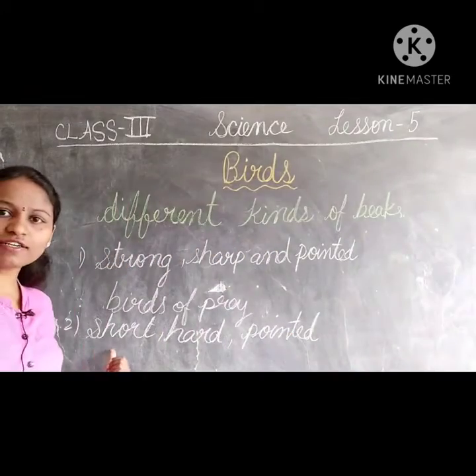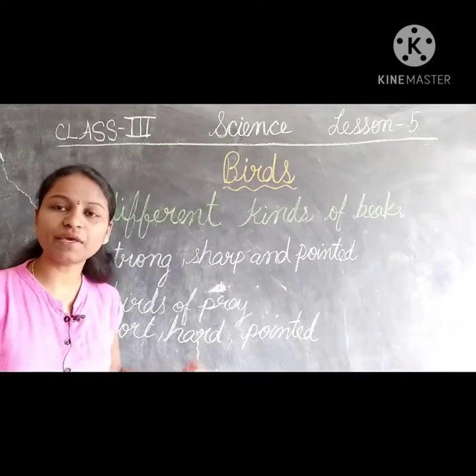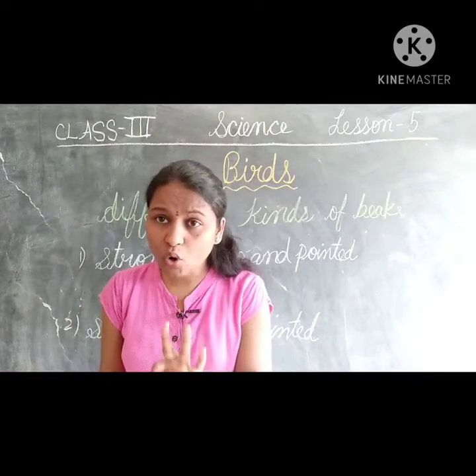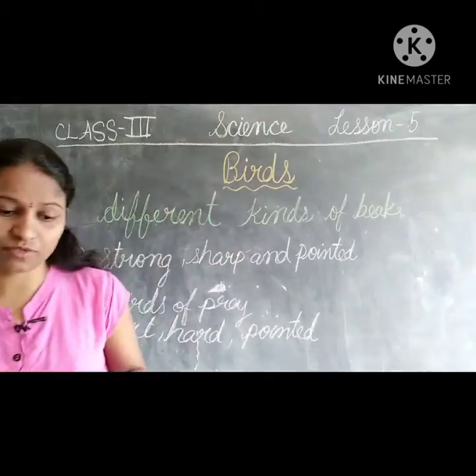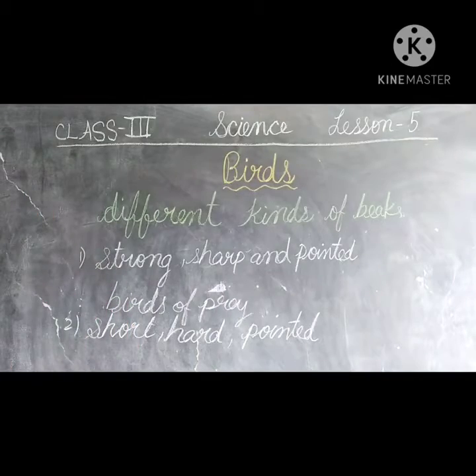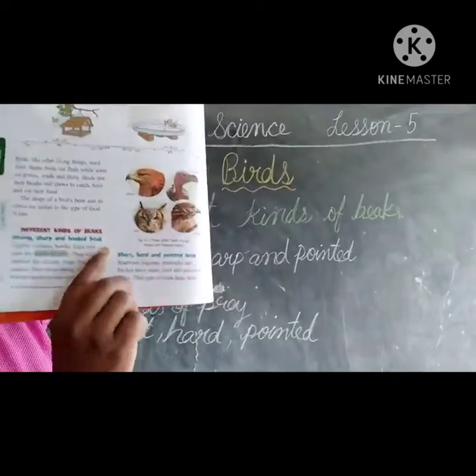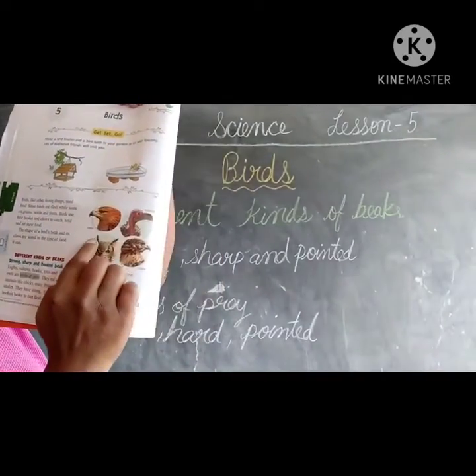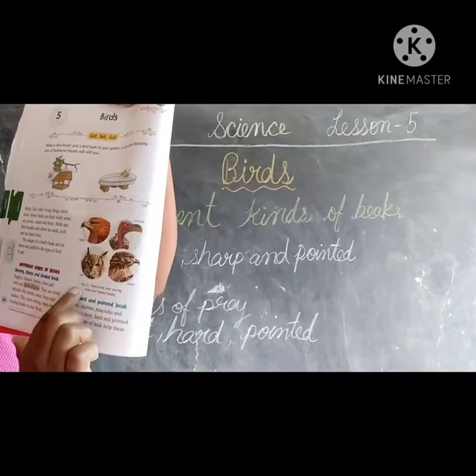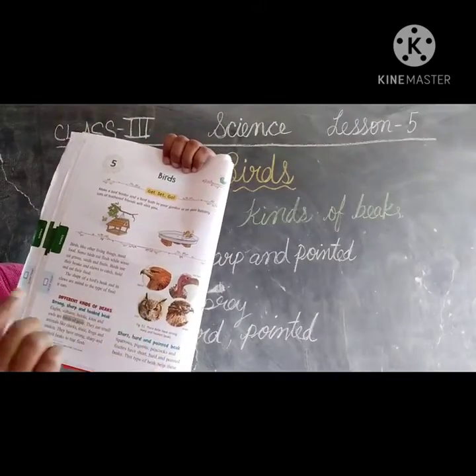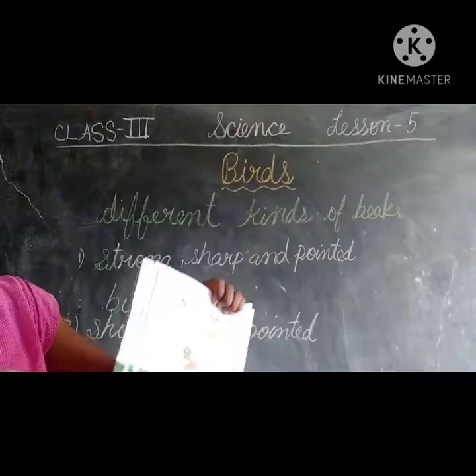Okay, short, hard and pointed beak is for sparrows, pigeons and crows. These are all different types of this one. Peacocks, finches. You can see here children, the finches. All the birds of prey are these: the eagle, the vulture, the owl, the hawk. These are flesh eating animals. They are called birds of prey. They can tear the flesh.